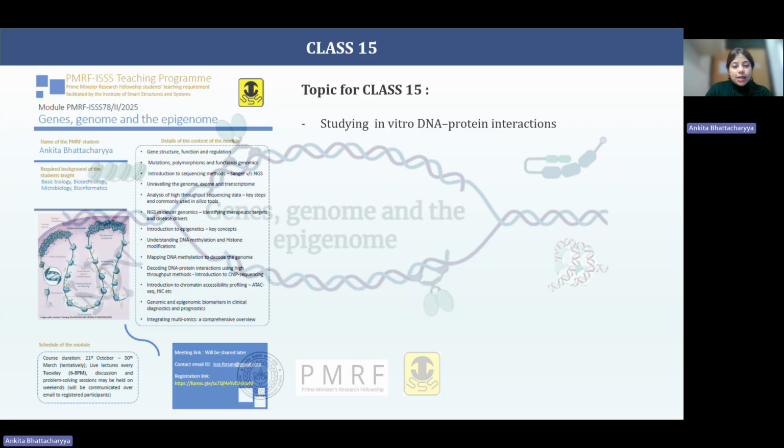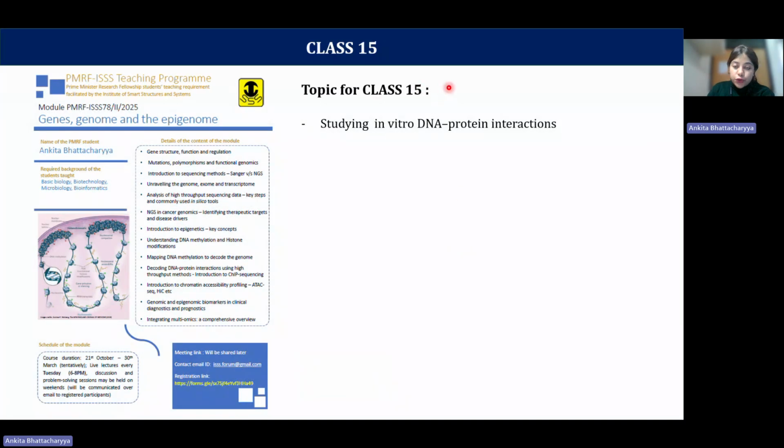Now, today our discussion is going to shift towards in vitro DNA protein interactions and what strategies can be used to study them. Before getting into the detail, one very crucial, fundamental thing for us to understand is what DNA protein interactions mean. What I mean by this question is: if you simply have one piece of DNA and one protein, do they interact with each other directly?